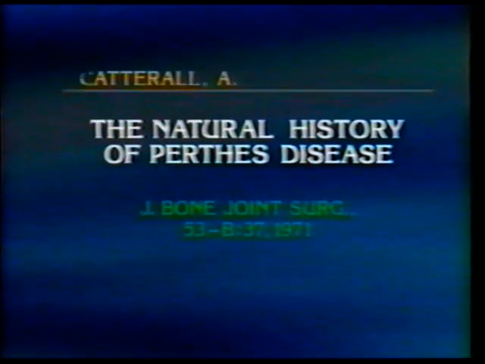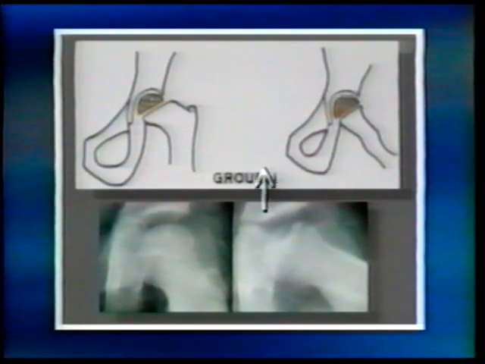A classification has also been of help, and that was developed by Catterall in years past, and this shows a classification of 4 types of Perthes. Group 1 is where there's a very small defect in the femoral head, which shows mainly on the lateral view, and on the anteroposterior view shows no real defect in the subchondral area. In this, one can anticipate an excellent result.